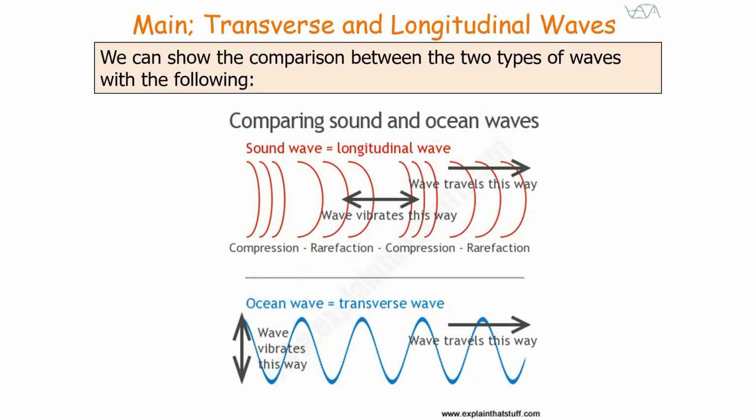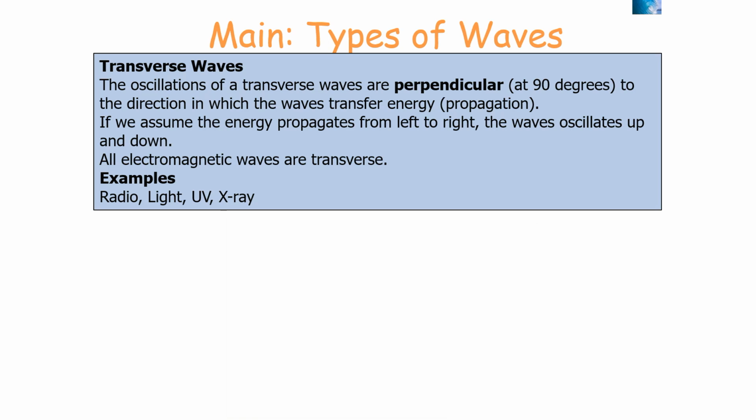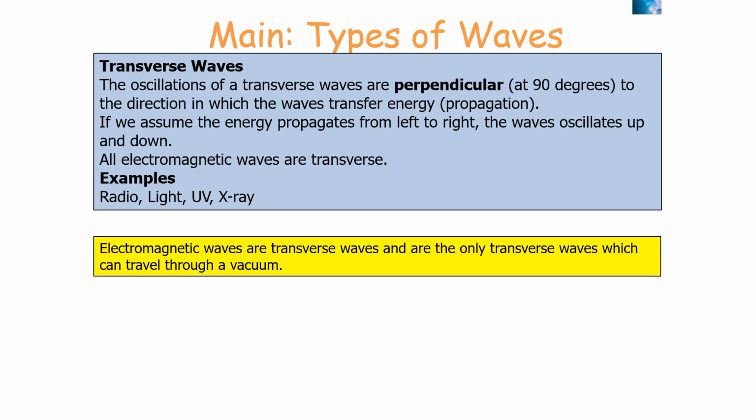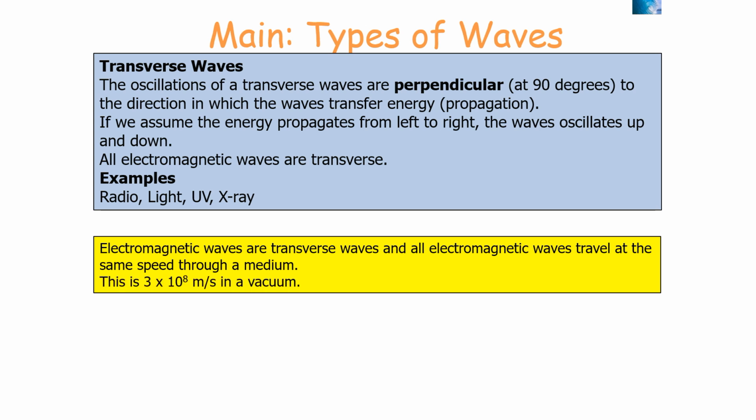So we can compare our two types of wave with the following diagram as shown on screen now. Now, transverse waves are waves that have oscillations which are perpendicular to the direction in which the waves transfer energy. So if you assume the energy propagates from left to right, the waves oscillate up and down, and all electromagnetic waves are transverse. So electromagnetic waves are transverse waves and are the only transverse waves which can travel through a vacuum. Now they all also travel at the same speed in a vacuum, which is 3 times 10 to the 8 meters per second.